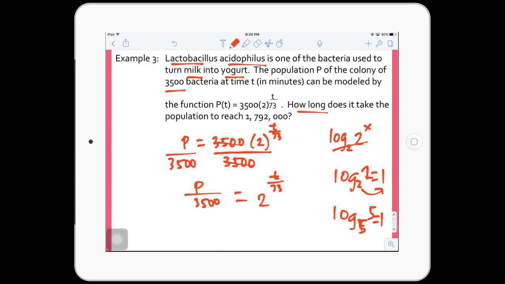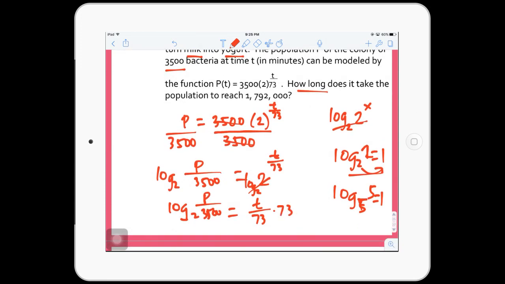So likewise, we're going to take the log base 2 on both sides. And that will help us get rid of that, because remember, again, refer to here, log 2 of 2 equals 1. So log 2 of 2 will give us 1, and I'll have T over 73 on the right hand side, and I have this whole thing, log 2 of P over 3500 on the left side. And the last thing we're going to do is to times 73 on both sides. And multiplying by 73, I will have this is what T equals. So that's going to equal T.